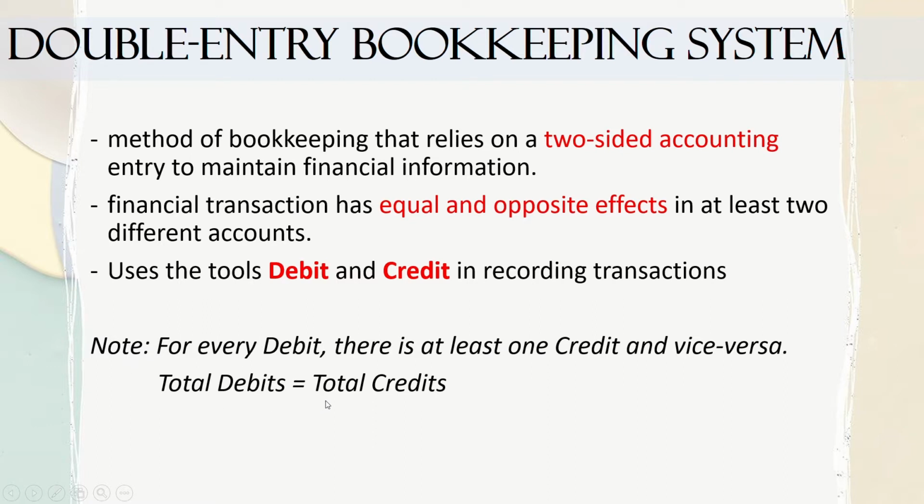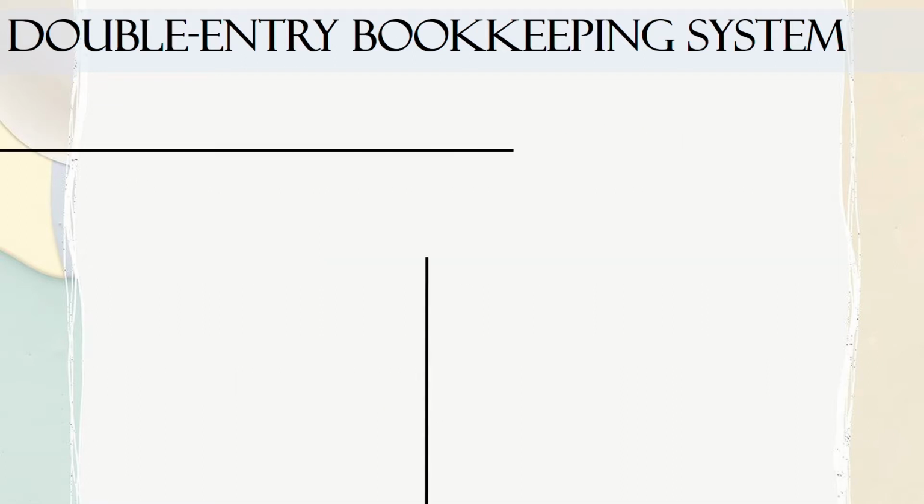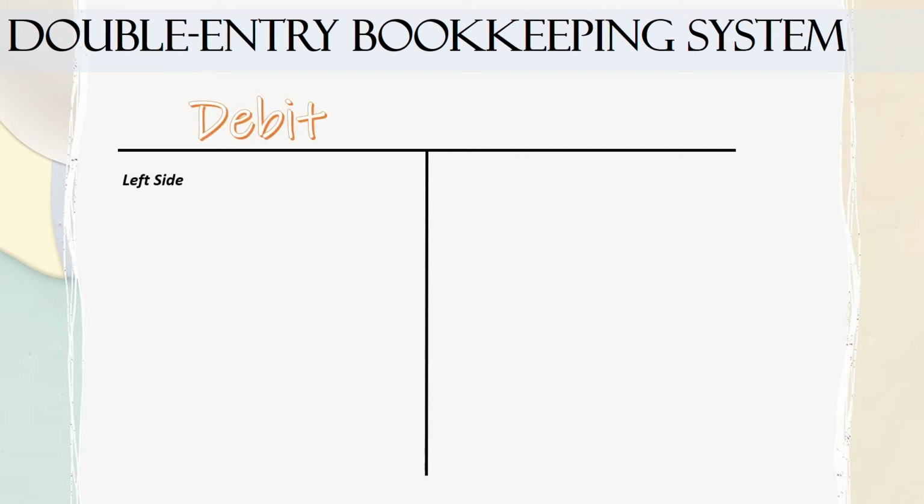Also, it is very important to note that total debits should always equal the total credits of your entry. So in the bookkeeping system, there is what we call a T account, which is just like this. It is literally like the letter T, in which the left side pertains to the debit transactions and the right side is the credit transaction. So each side could either have an increase or decrease depending on the account that is involved.